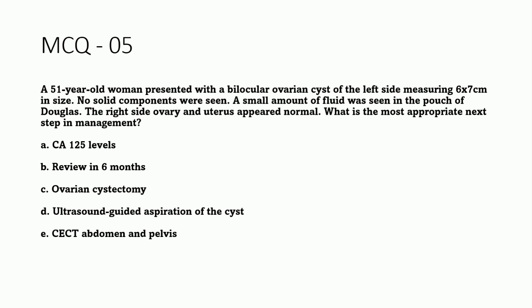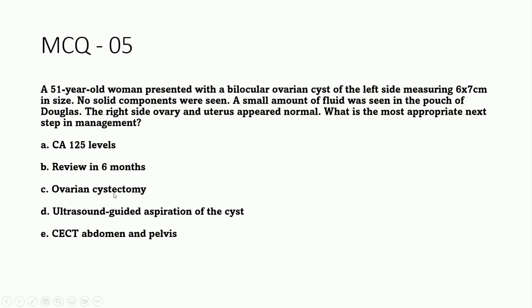Case-wise approach. So we have to investigate further. What is the next investigation? We have to do CA125, because here we are suspecting an epithelial tumor. We have to do a tumor marker for epithelial tumor because this is a postmenopausal woman. So we have to do a CA125. Review in 6 months? We can't wait because there are some features suggestive of malignancy.